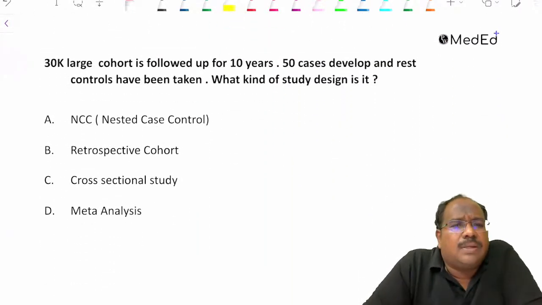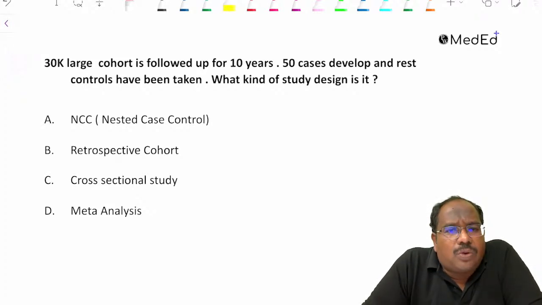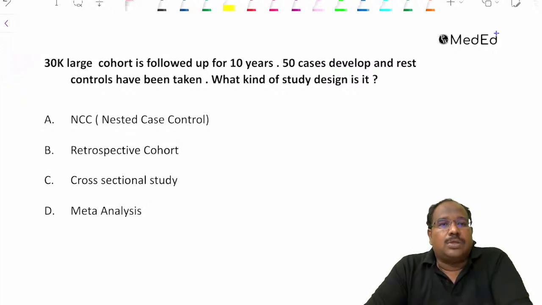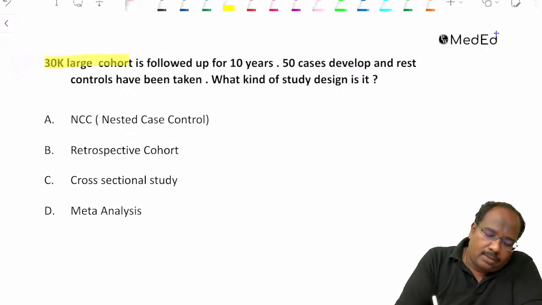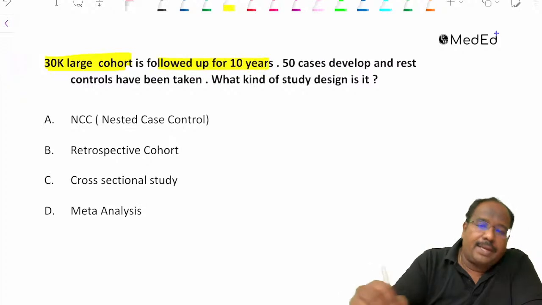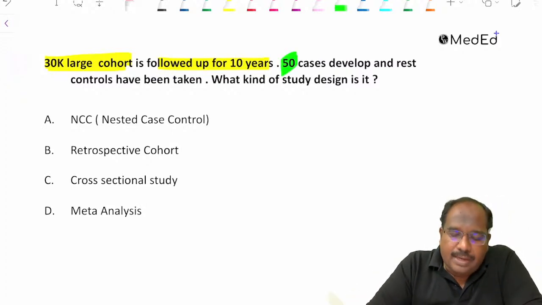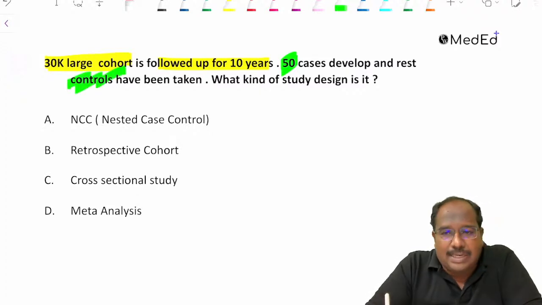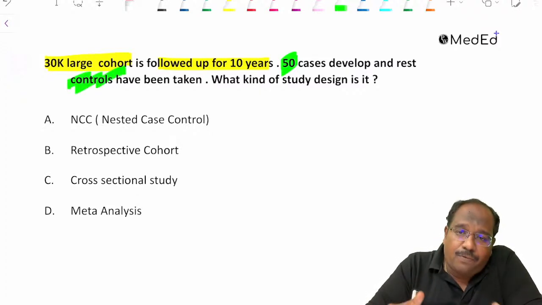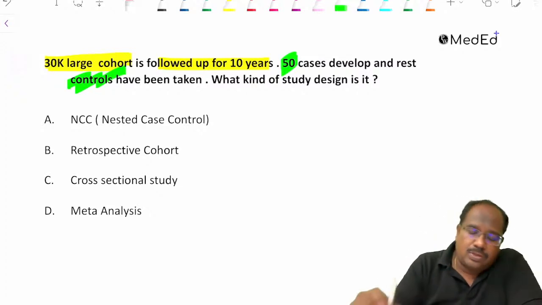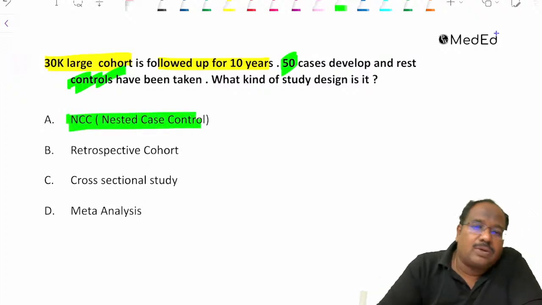Last exam question. A 30K large cohort is followed up for 10 years. 50 cases develop. Rest controls have been taken. What kind of study design is this? So you are taking a cohort and following up for 10 years. Among them you select 50 cases, and some of the rest you take as controls. What study is this? You are doing follow up, and you are also mixing in a case control study. The answer is nested case control study.